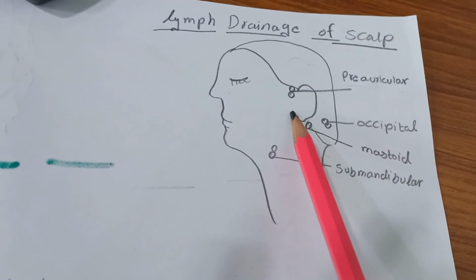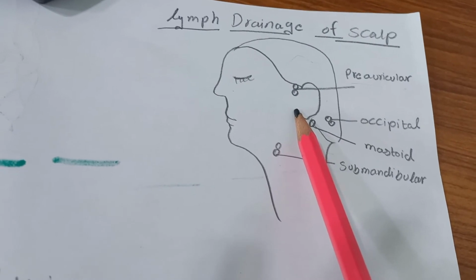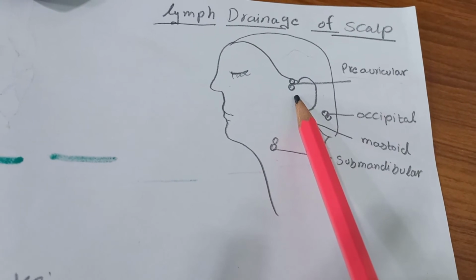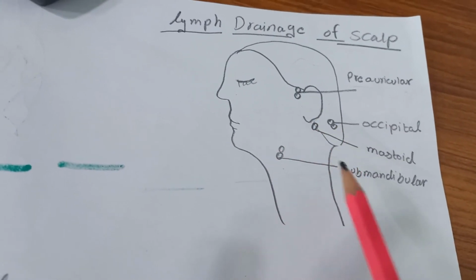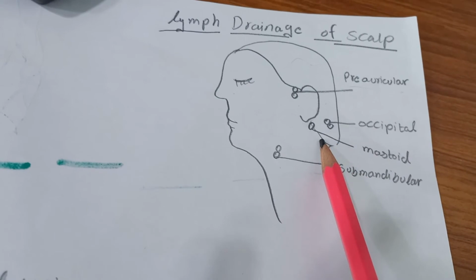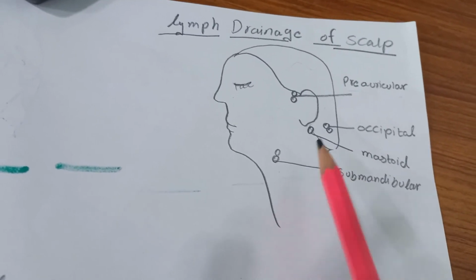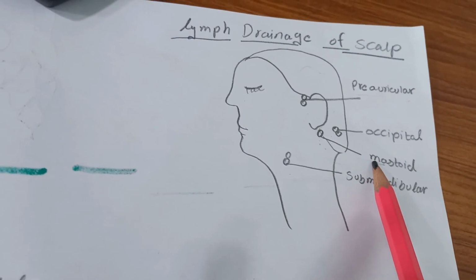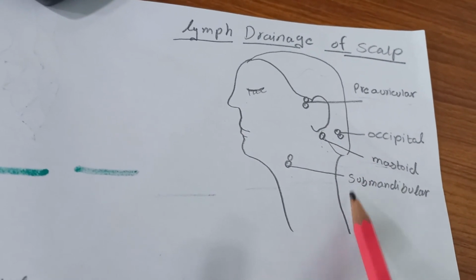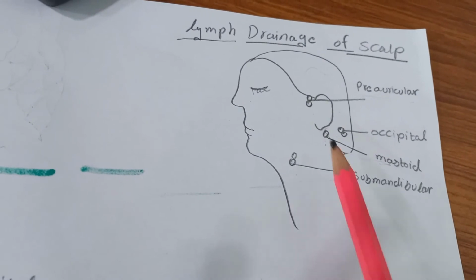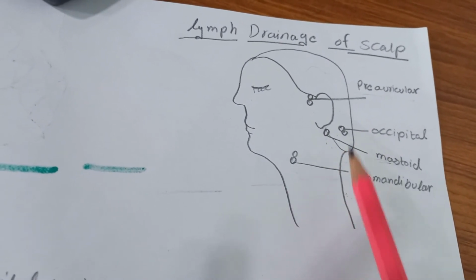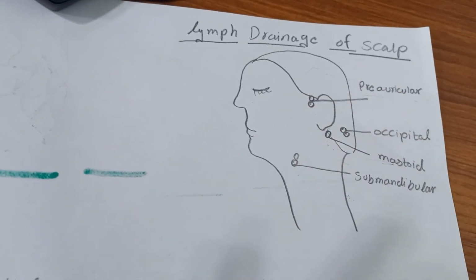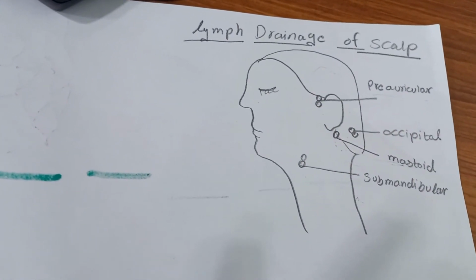So lymphatic drainage above the ear is into the preauricular lymph nodes. Lymph vessels in the scalp above and behind the ear drain into the mastoid lymph nodes. And finally, vessels in the back of the scalp basically drain into the occipital lymph nodes. So this is the lymphatic drainage of the scalp.